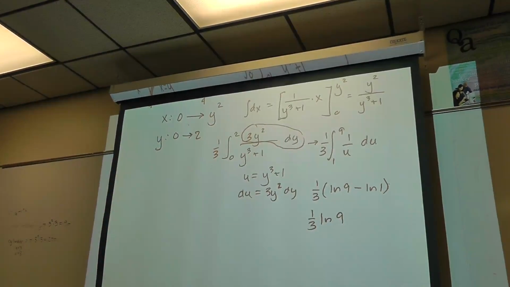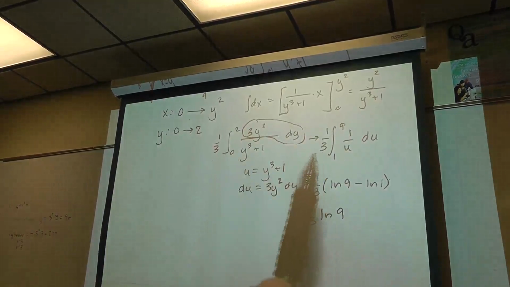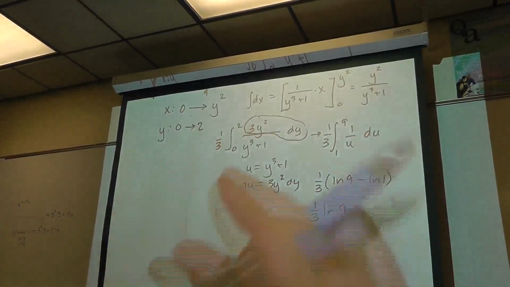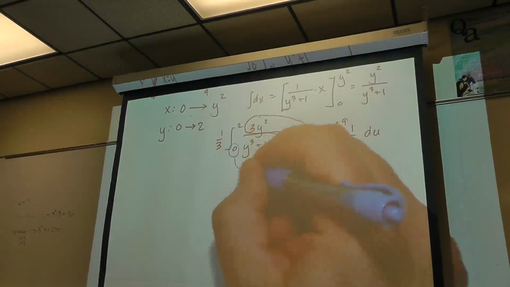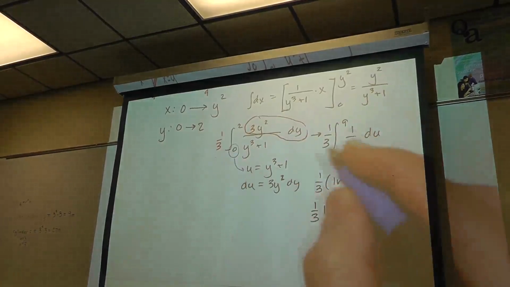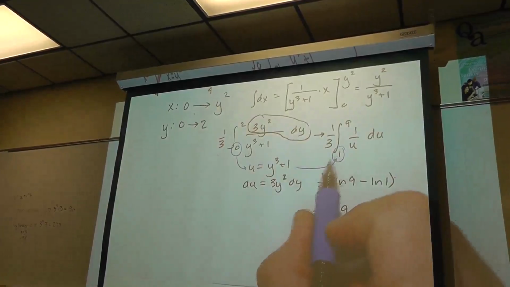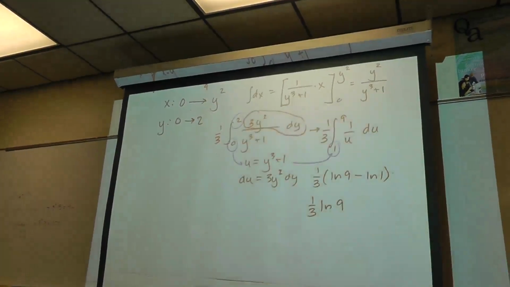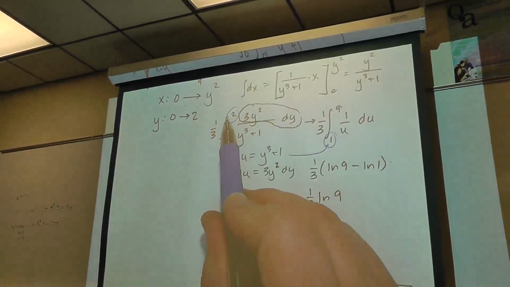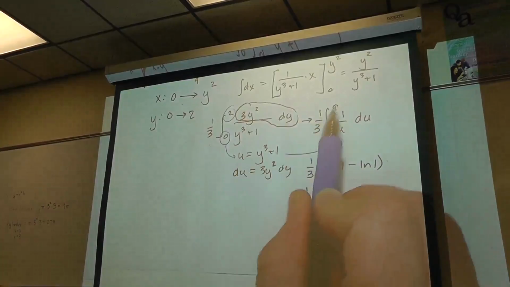So what did you do when you changed your limits? When you do a u substitution on a definite integral, you can run the limits into the u sub. Take the y value 0 and plug it in here: y equals 0 corresponds to 0 plus 1, so u equals 1. That gives a lower limit of u equals 1. The top limit is y equals 2, because this is the dy integral, so that's a y value of 2. 2 cubed plus 1 is 9, so that gives me a top limit of 9.